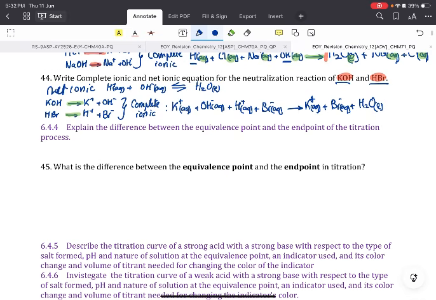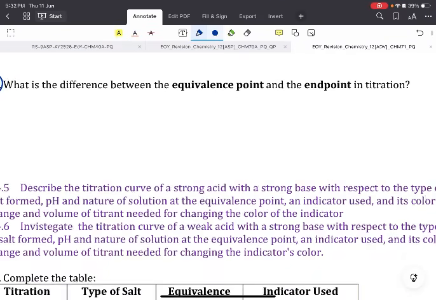Now, moving to the topic of titration. This is very important to remember: the difference between the equivalence point and the end point in a titration.